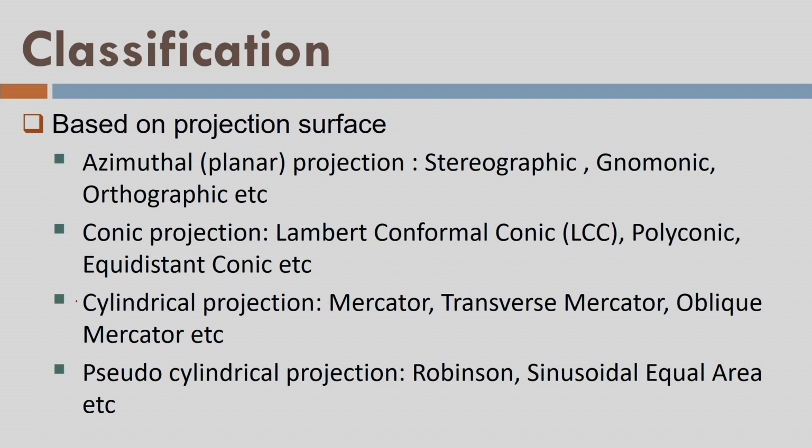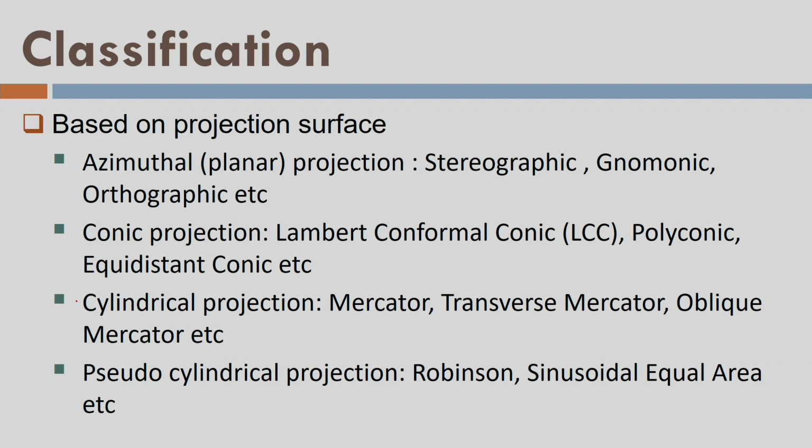So it is based on the projection surface. As I showed you before, planar projection, that means the surface of projection is a plane. Okay, conic projection, if the surface of projection is a cone, and then cylindrical projection if the projection surface is a cylinder.